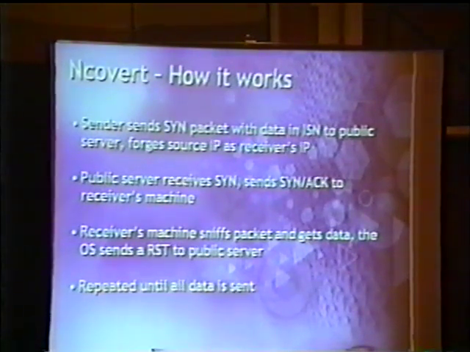So the packet goes to the server, which receives the SYN, and the SYN-ACK goes to the receiver's machine because I forged the source address. Then the receiver can pick up the ISN out of that. The operating system is going to send a reset back anyway, so it closes the connection on that server. Therefore, I'm able to bounce a message through that public server over to the receiver machine.